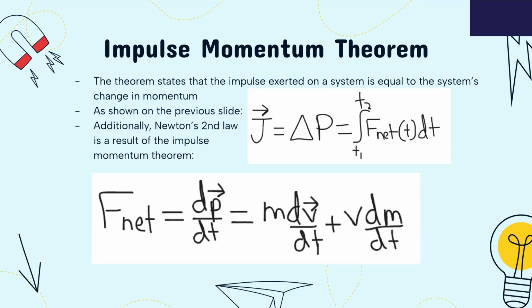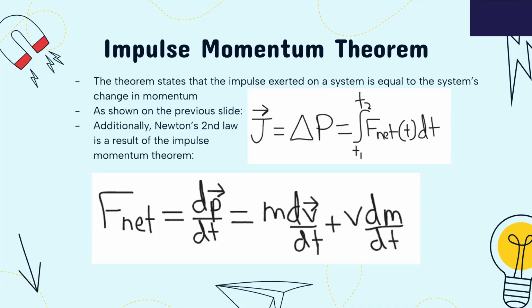We kind of hinted at this in the previous slide, the bottom image. F net is equal to dp/dt. We get this by rearranging the integral, that change in p equals the integral of F net dt. Since p is equal to m times v, we use the product rule, and we get m times dv/dt plus v times dm/dt is equal to F net.